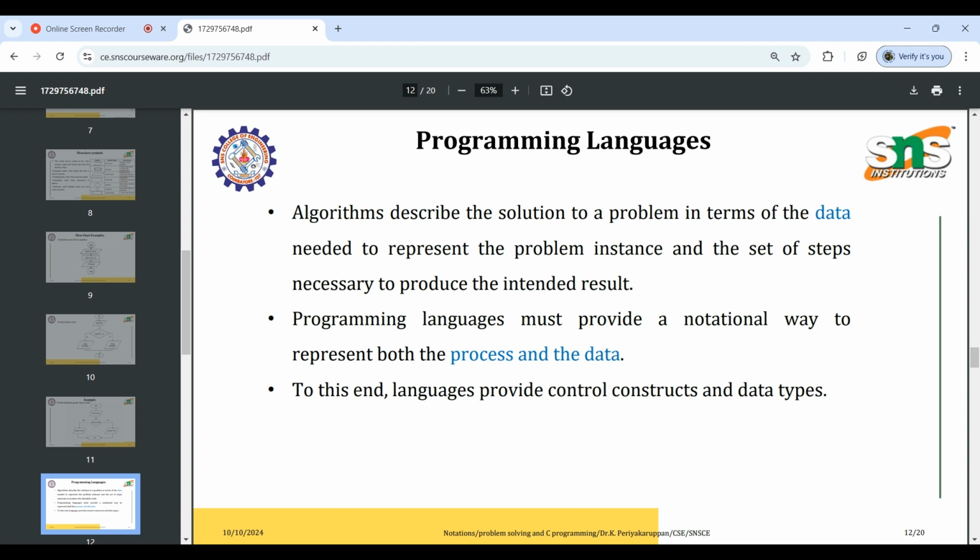Then the programming languages. Algorithms describe the solution to a problem in terms of the data needed to represent the problem instance, and the steps necessary to produce the intended result. Programming languages must provide a notational way to represent both the process and the data. To this end, languages provide constructs and data types.